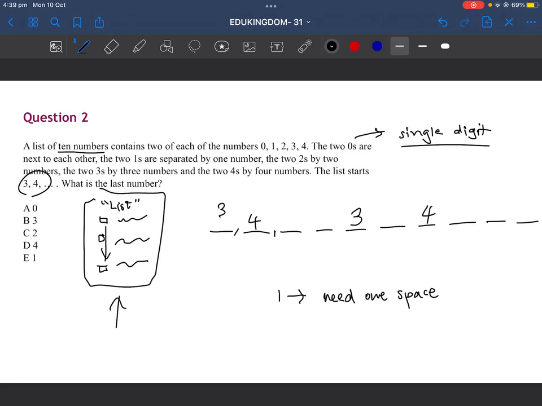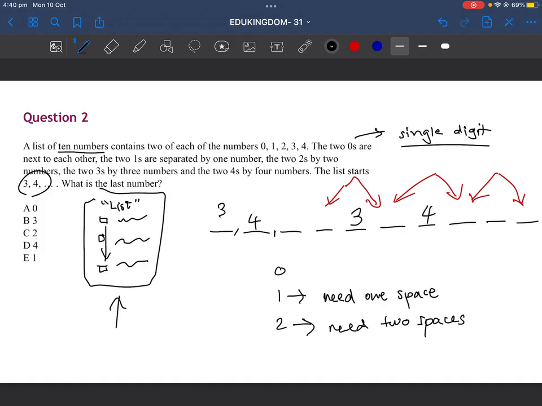If the number 1 needs 1 space, what options do we have? We can put number 1 here and here. Then we also have here and here. And finally, these two options. Okay. But we also have what number? 2. So these guys need 2 spaces.